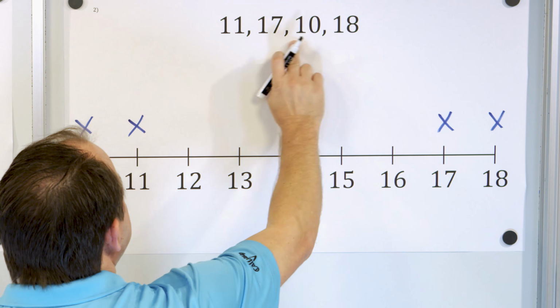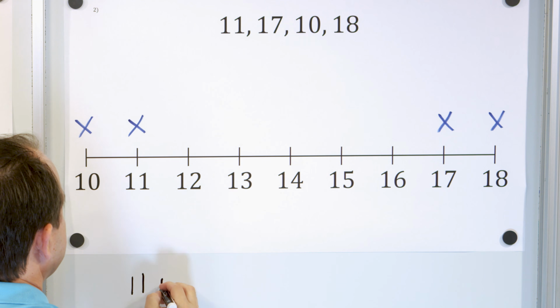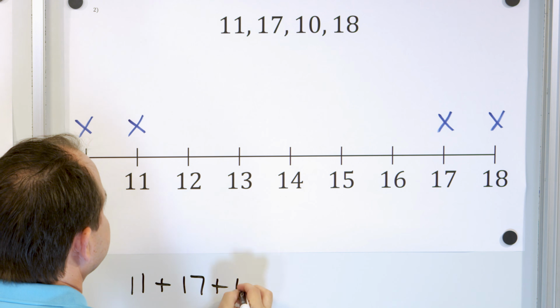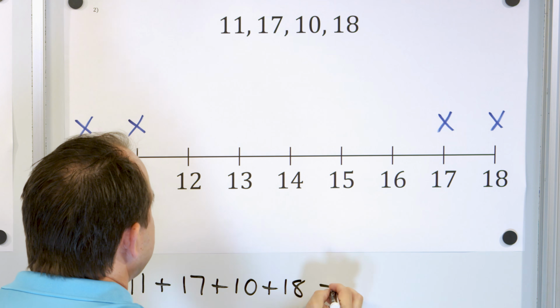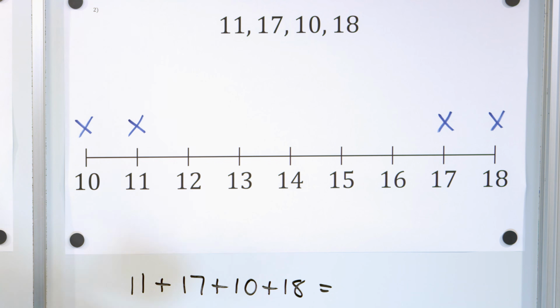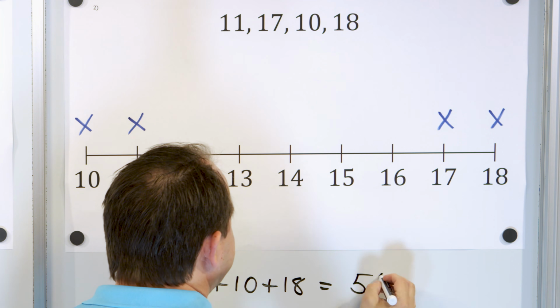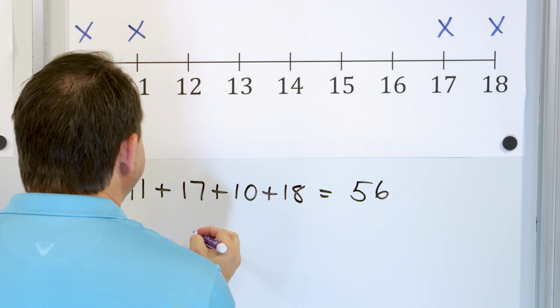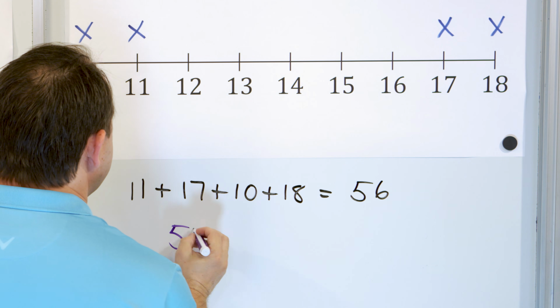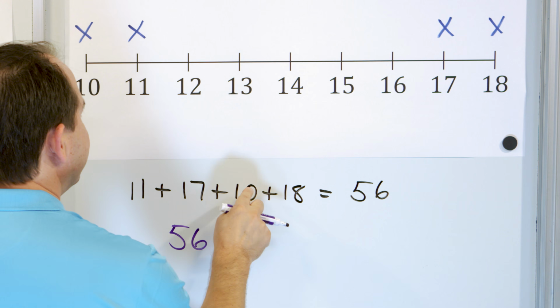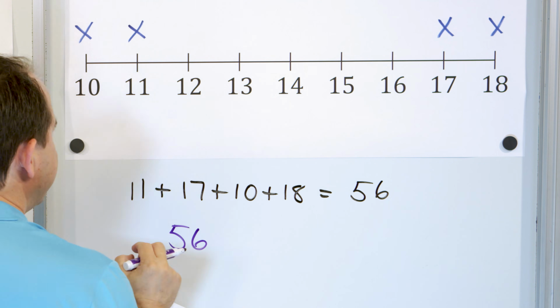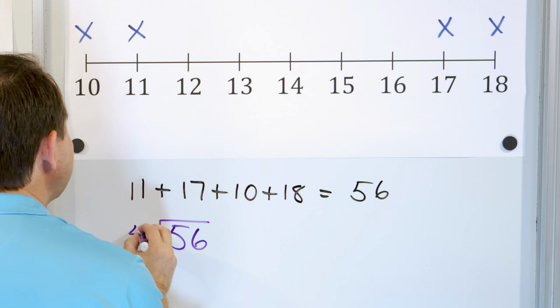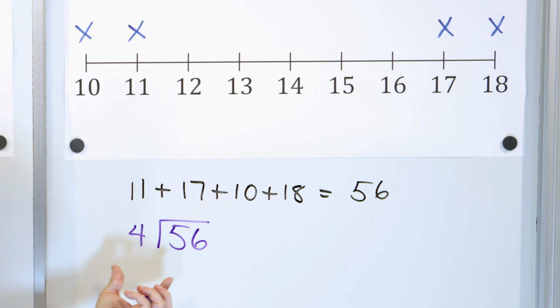All I do is I add up my numbers. I have 11, plus 17, plus 10, plus 18. Again, you can add all these up in a calculator or by hand, and you'll get 56. All right. The next thing I need to do is I'm going to take that 56 and I'm going to divide by 1, 2, 3, 4, right? 56 divided by 4.